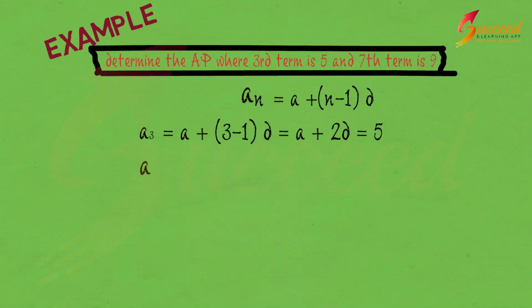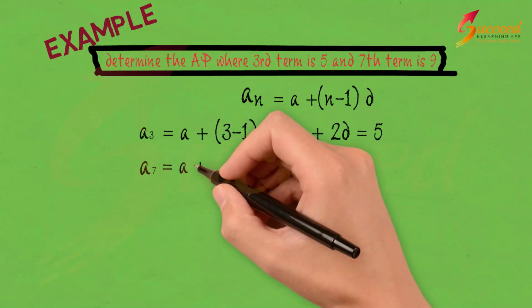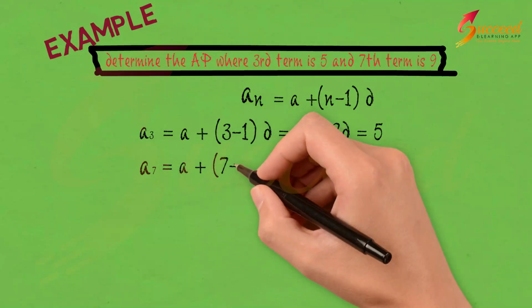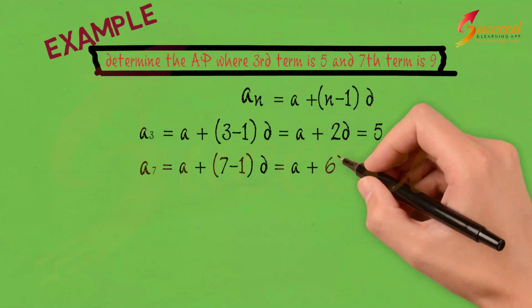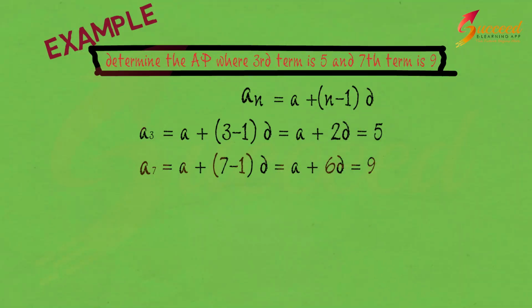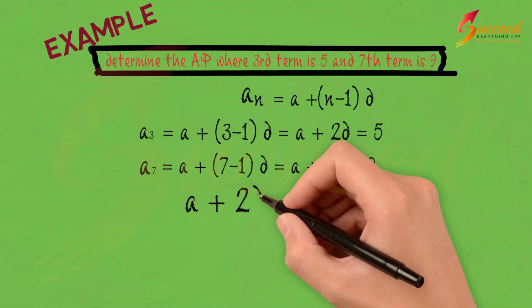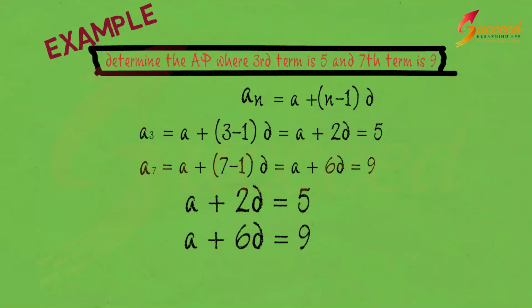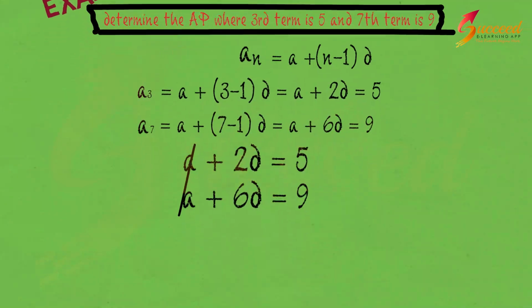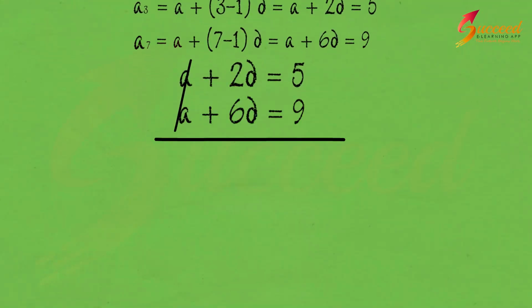Next we have a7, which is equal to a plus (7 minus 1) into d, which will be a plus 6d is equal to 9. So, we have two linear equations, that is a plus 2d equal to 5 and a plus 6d equal to 9. We need to solve these simultaneous equations.